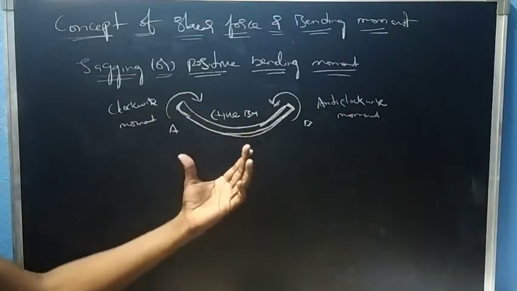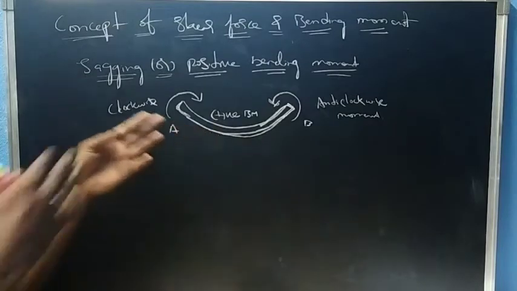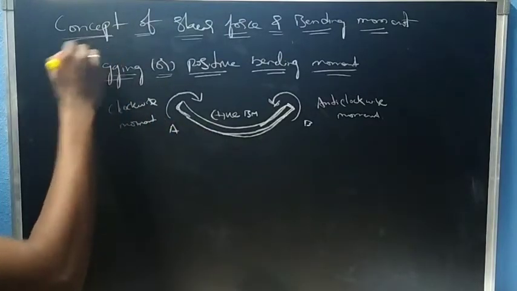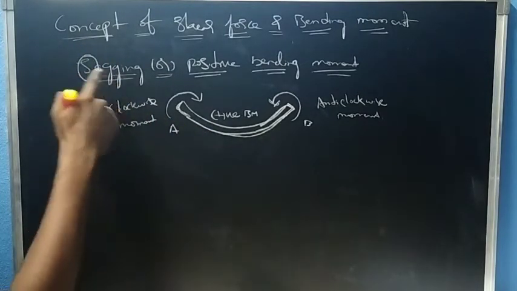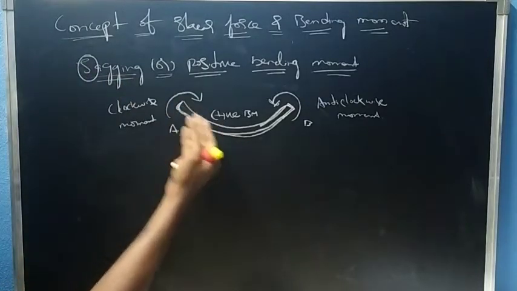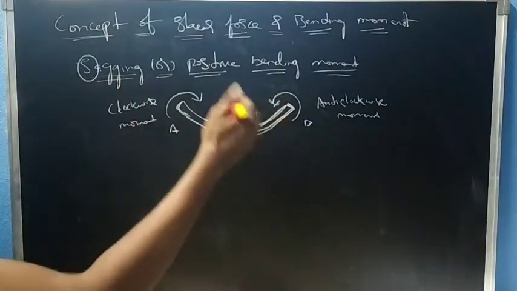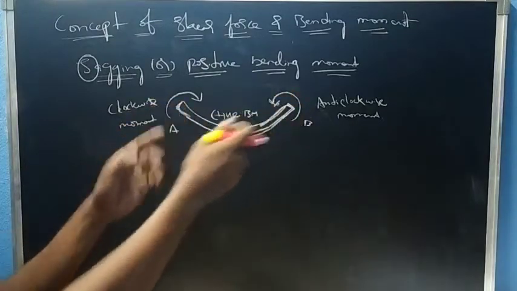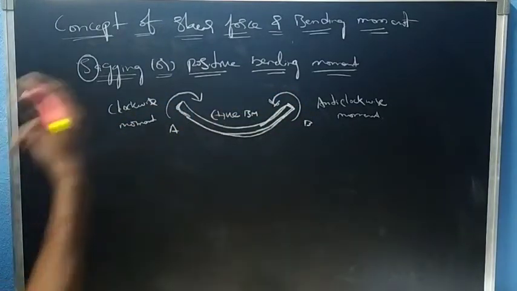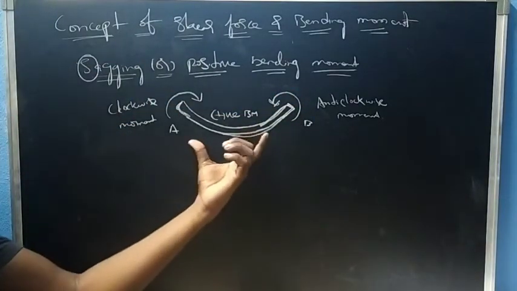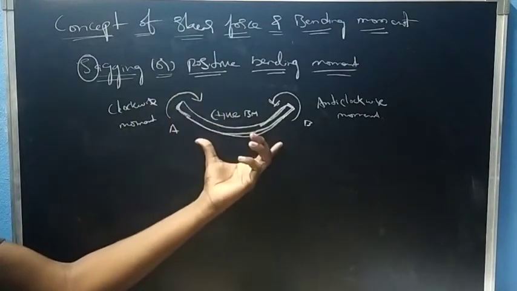So to remember, there is an easy trick. Sagging, let's remember sag: S stands for sagging, S stands for smile. So if the beam looks like a smiling object, we take it as positive. So in our life, we have to always keep smiling. That is how you can remember.